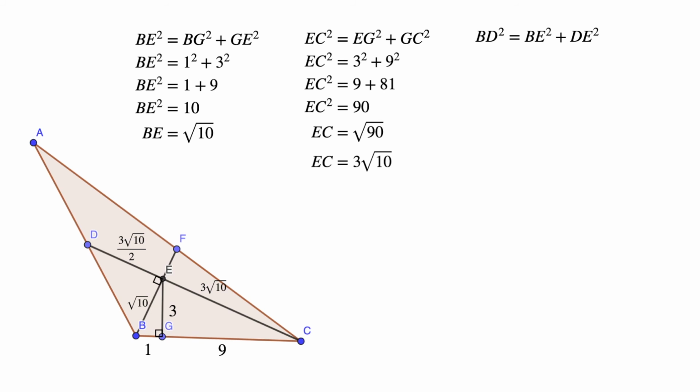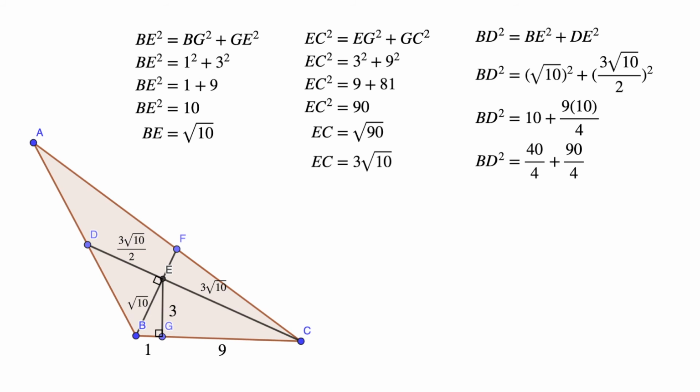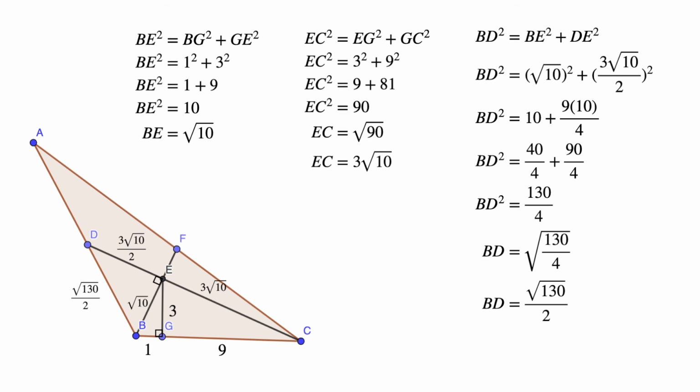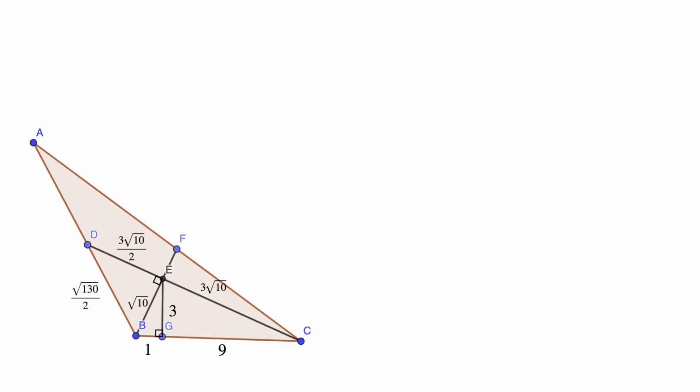Now we can set up another equation for triangle BED since it's also a right triangle. Substituting in the known values and simplifying, taking the square root, and further simplifying, we get that BD is equal to the square root of 130 over 2. And we can also add that to our diagram. Okay, so now we have all these side lengths labeled on our diagram.